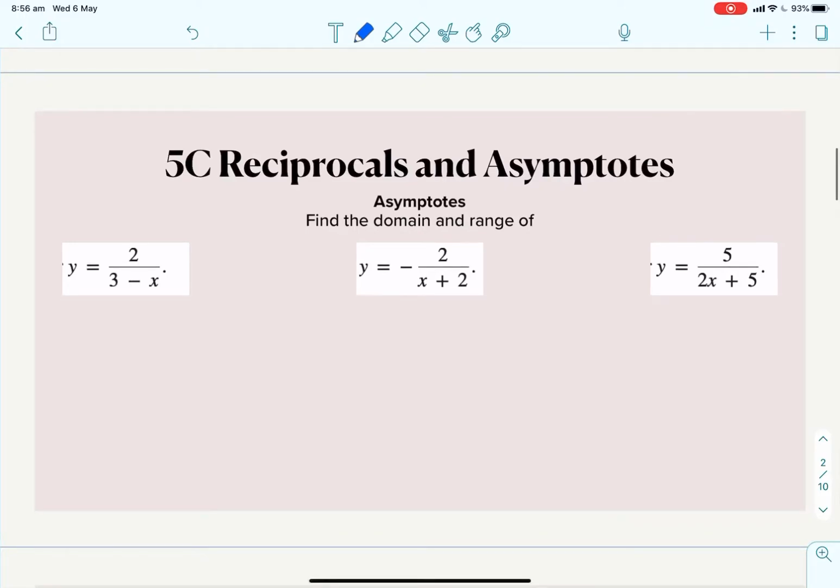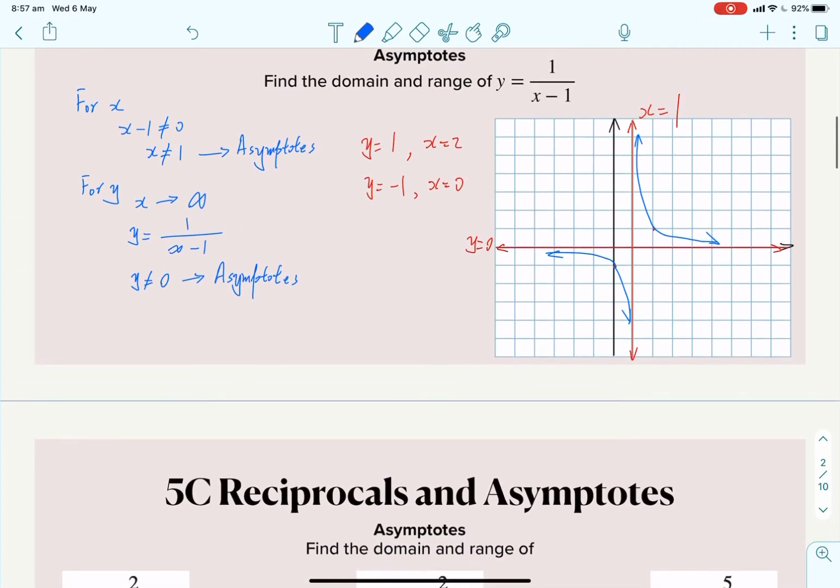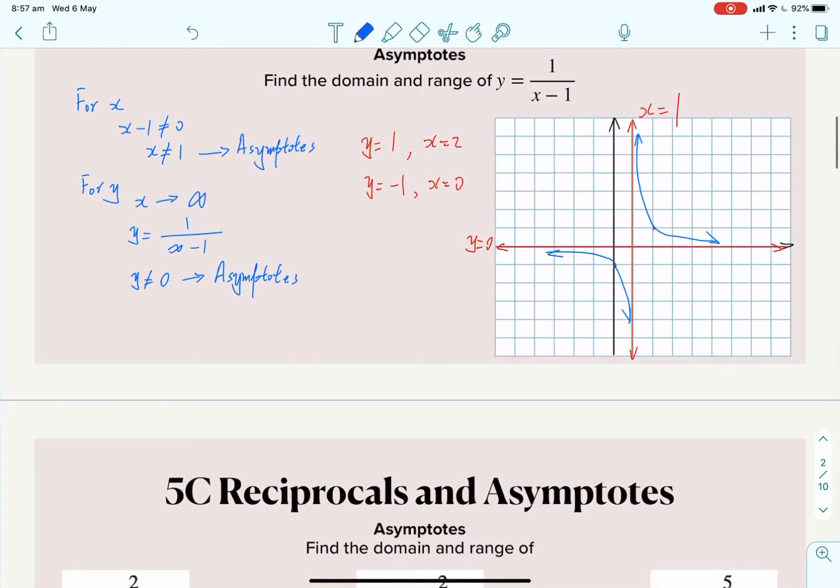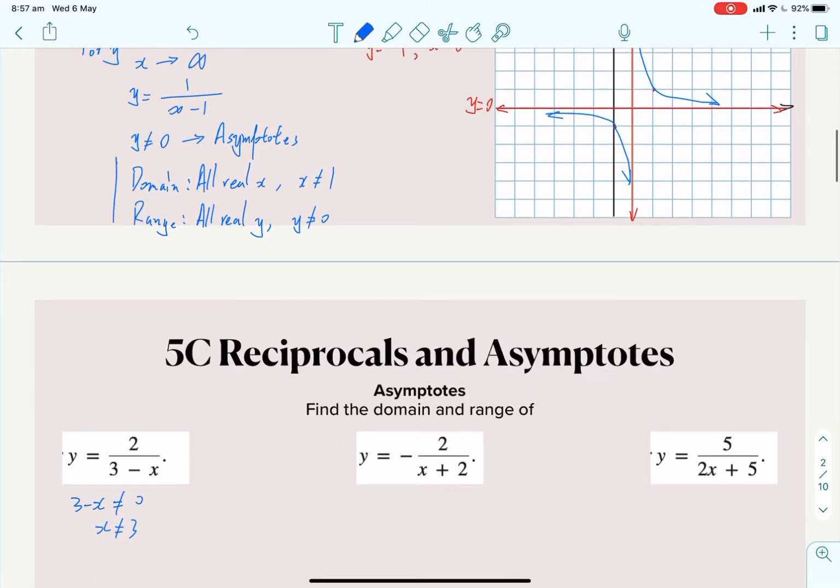Okay, so the first one, for x, 3 minus x is not 0, so x is not 3. The domain is easy. Well, actually, I haven't labeled it. So the domain is all real x, x not equal to 3. For the range, it is all real y, y not equal to 0. That's how we write that, just in case you're not sure how to write it.